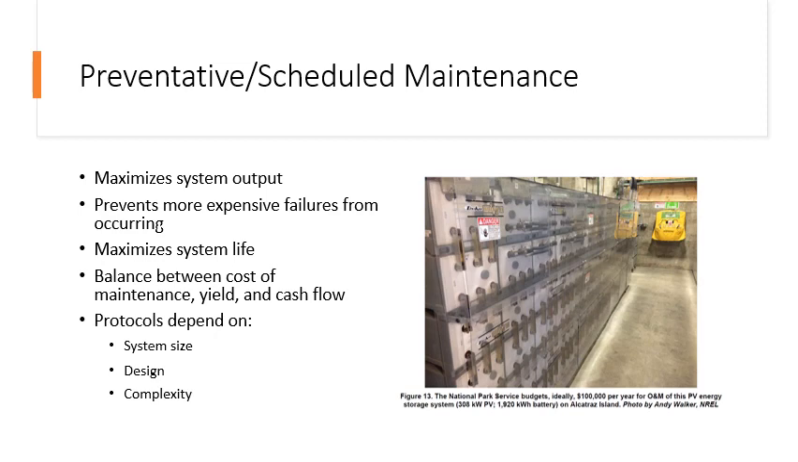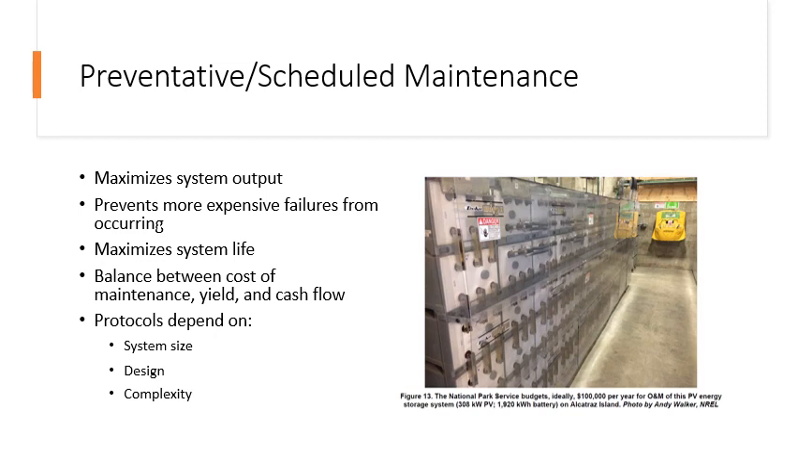So the first thing we're going to cover is preventative and scheduled maintenance. So the purpose of any preventative scheduled maintenance system is to maximize the system output while at the same time lowering your cost. So keeping the cost as low as possible by minimizing the amount of preventative maintenance you do. So you want to find that optimum amount, right, where you're going to prevent those more expensive failures from occurring, while at the same time minimizing the amount of maintenance that you have to do to lower your OPEX, your operational costs.